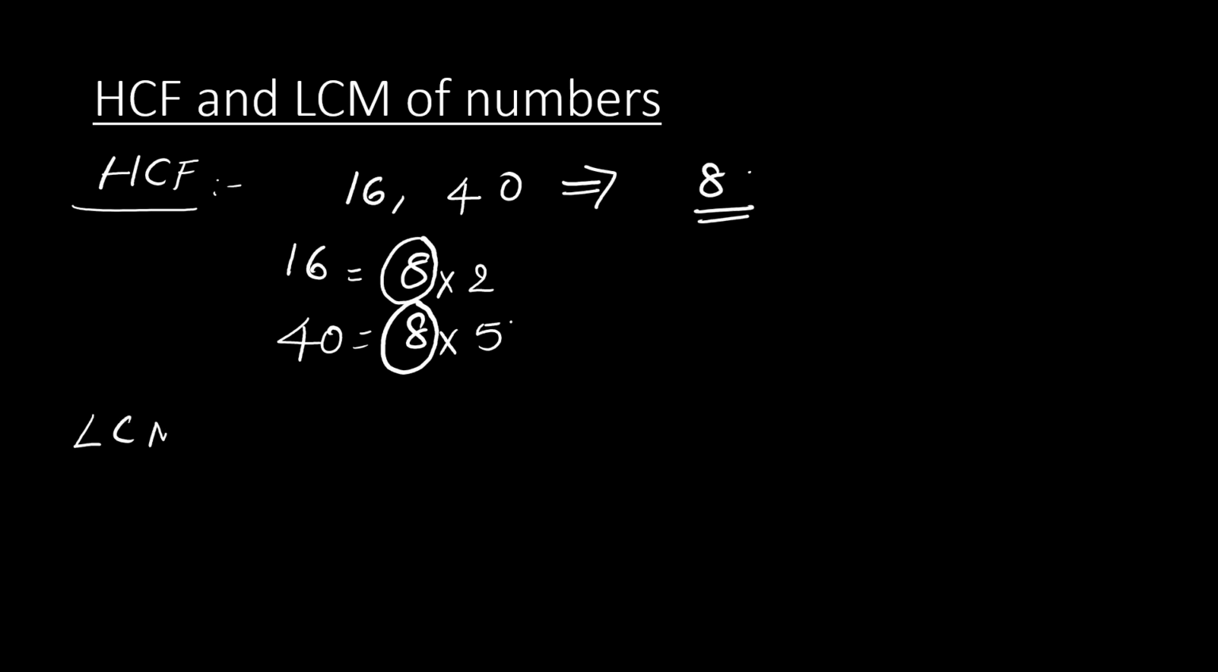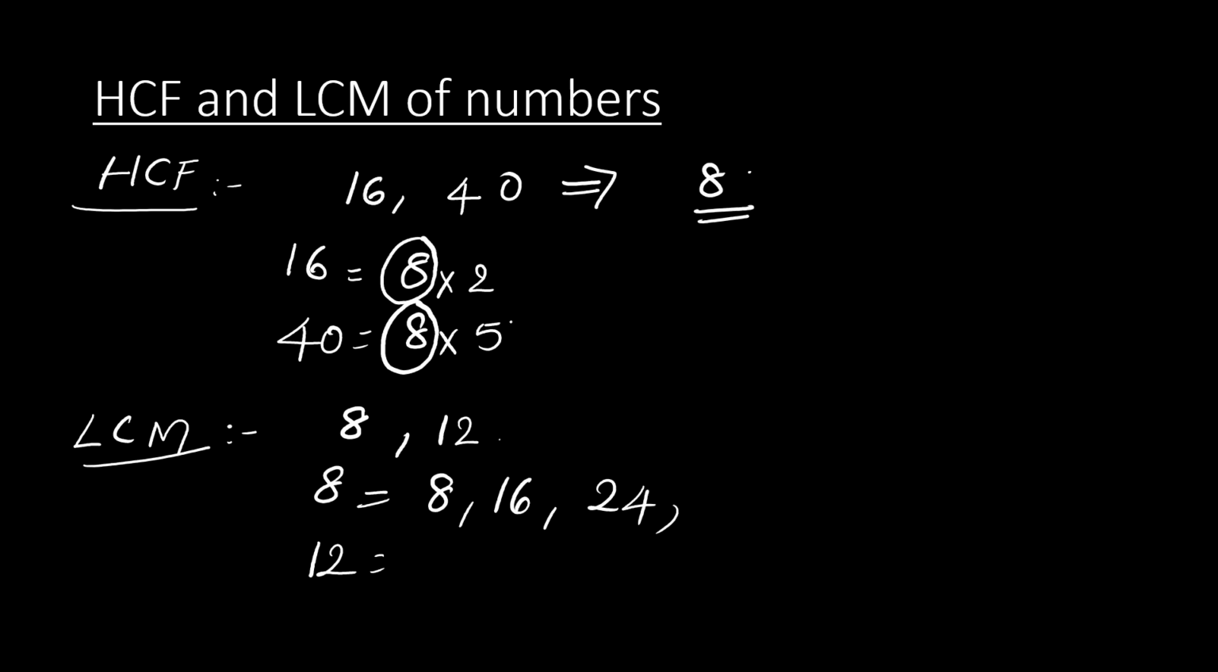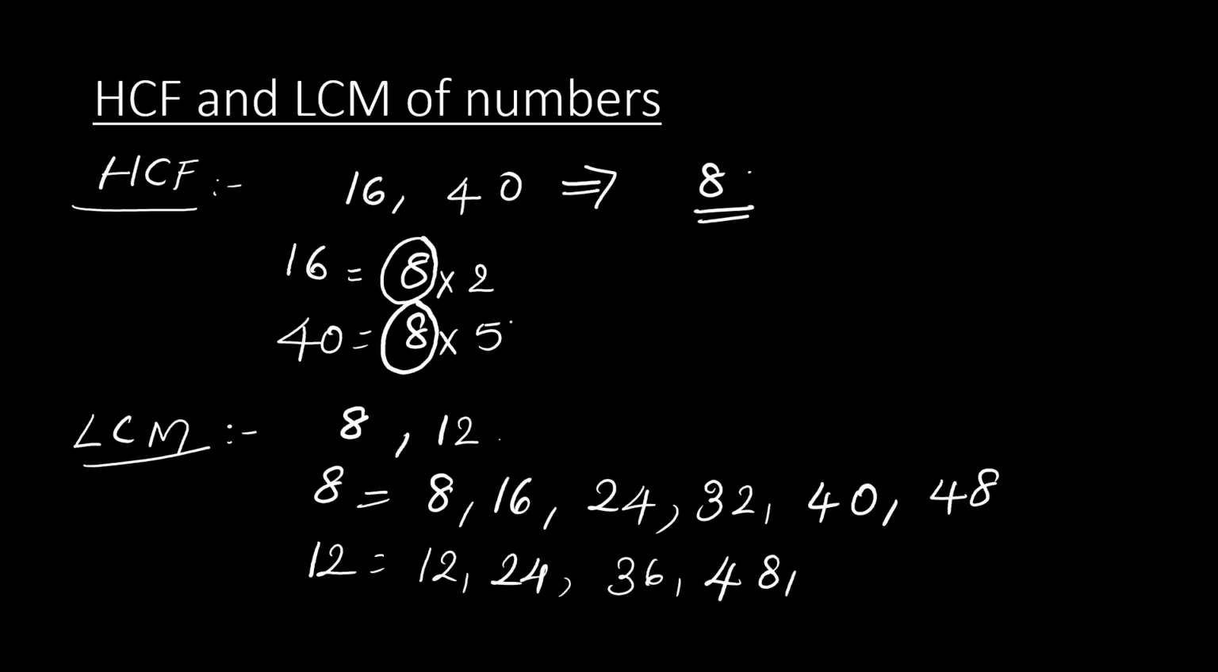Now what is LCM? LCM is the least common multiple. For example, if we take two numbers 8 and 12, we'll take the multiples of 8 and 12. 8 into 1 is 8, 8 into 2 is 16, 8 into 3 is 24, then 32, 40, 48. These are the multiples of 8. Now take the multiples of 12. That is 12, 12 into 2 is 24, then 36, next is 48, 60. These are the multiples of 12.